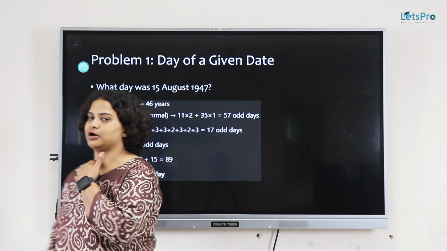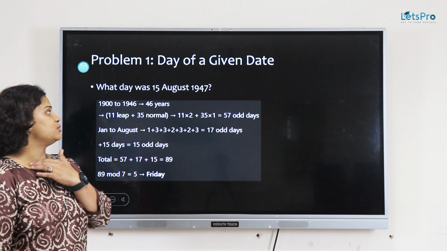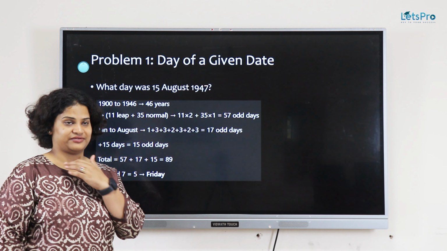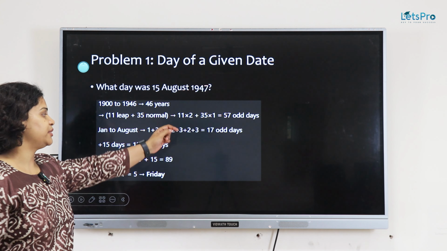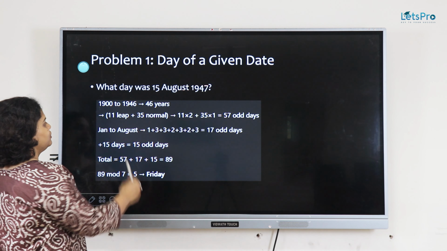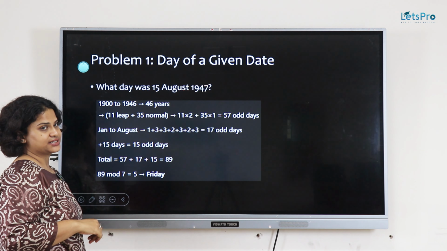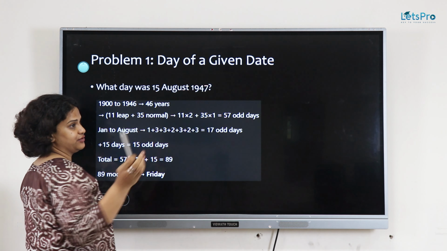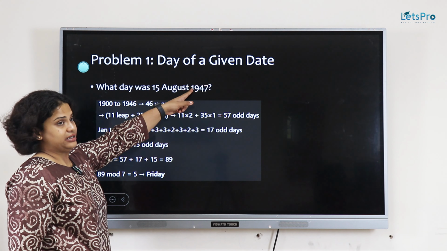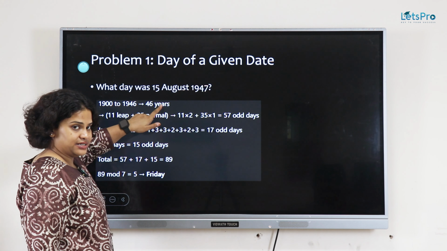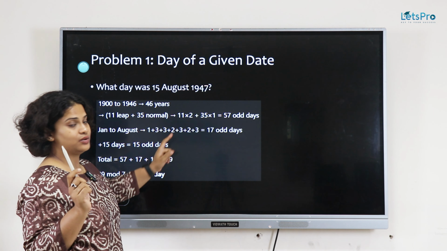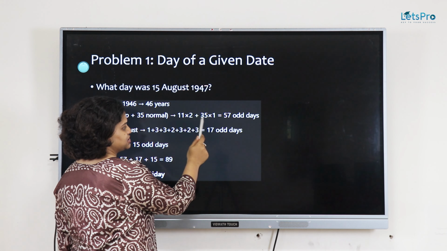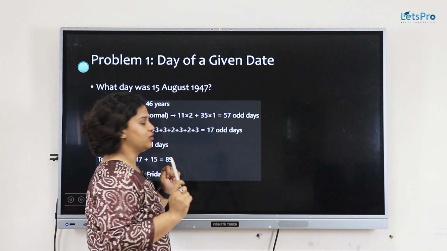Let's get into the first problem. It says, what day was 15th August 1947? This is something that you should always know, because India got its independence on that particular day. So now 1900 to 1946. We don't take 47, because that year didn't complete. So 46 years is there. Next, 11 leap years plus 35 normal years. So 11 into 2 plus 35 into 1, which is 57 odd days.